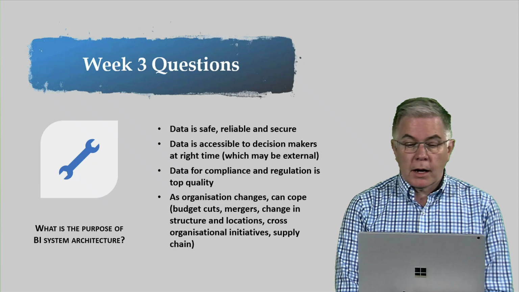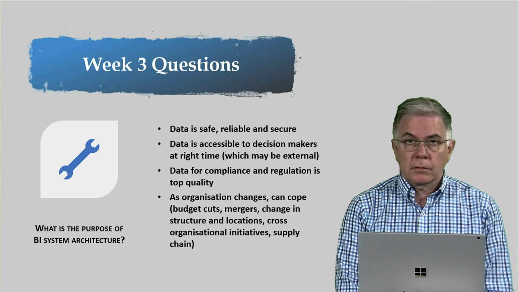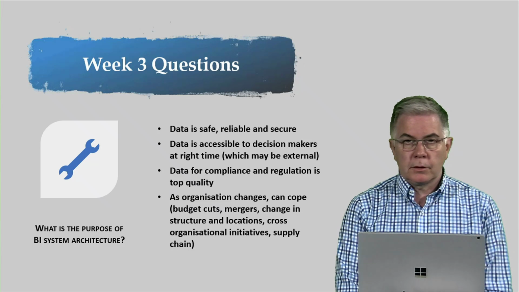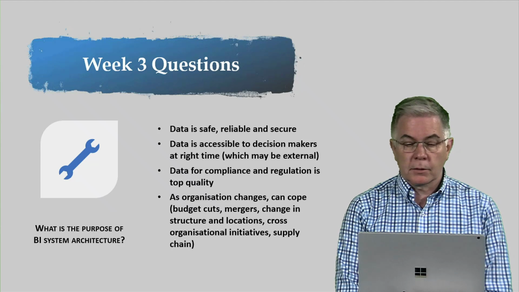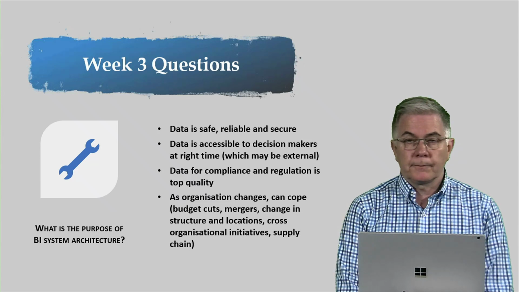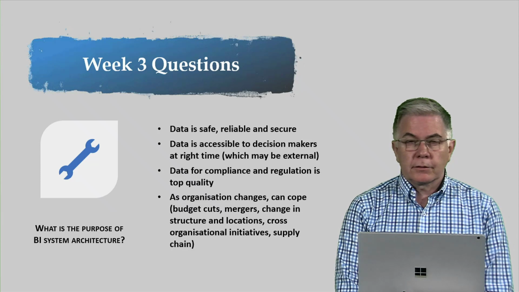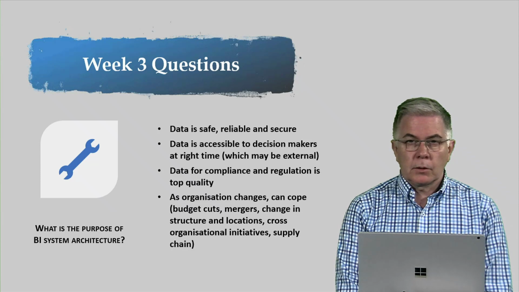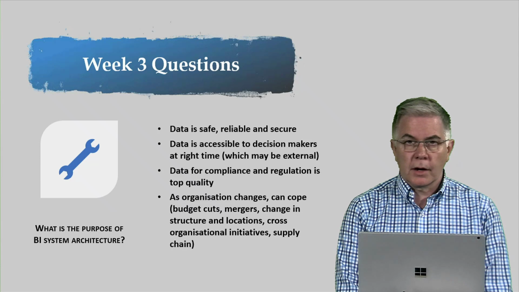So, can your architecture cope with budget cuts? Can it cope with the team that you're working on suddenly not being as available? Can you cope with mergers, changes in structures and location, cross-organisational initiatives and changes in the supply chain? So if you look at the areas of data governance and global identifiers, as we will touch on later on, these things are important to ensure that you can cope and have some flexibility.